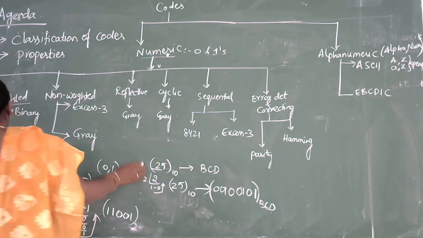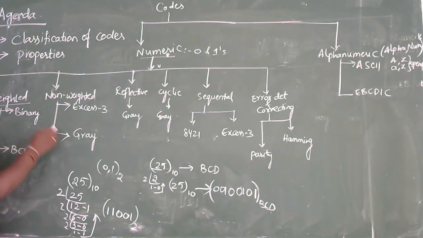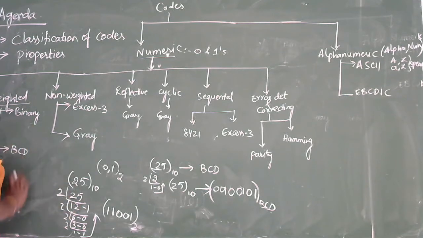So here, in case of a weighted code, the examples for the weighted code are binary as well as BCD. In case of a binary, we are just dividing the given number with the radix of 2 and writing from bottom to top approach. Whatever value we get, we represent the same in binary. But in case of a BCD, we need to represent each and every individual digit in terms of binary with the equivalent of 4 bits.